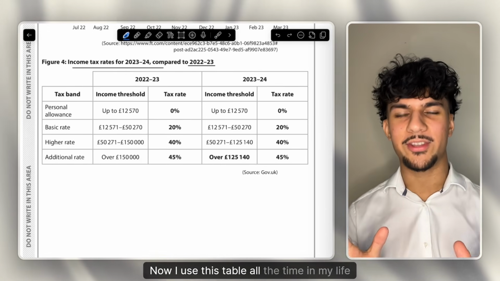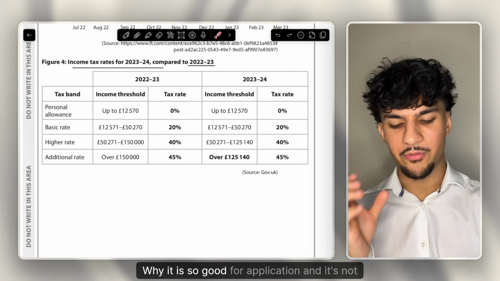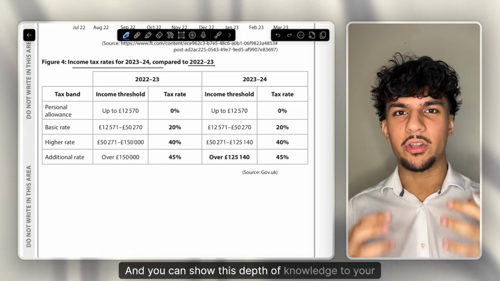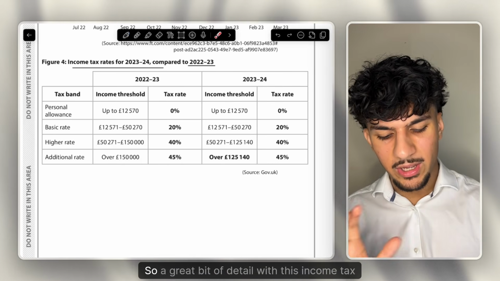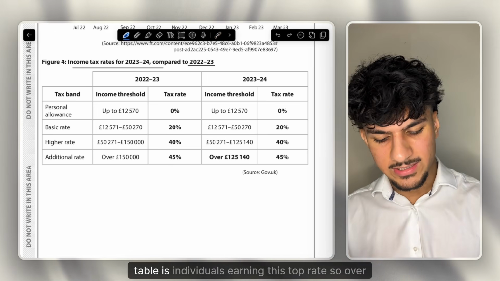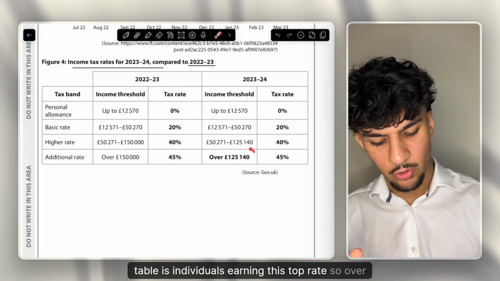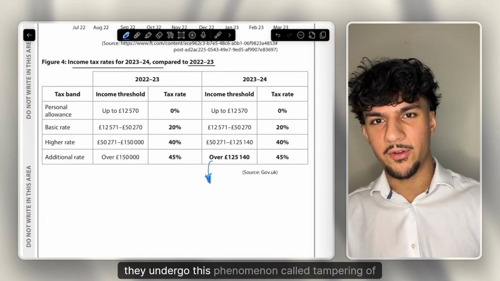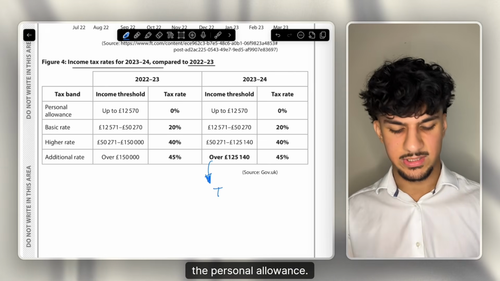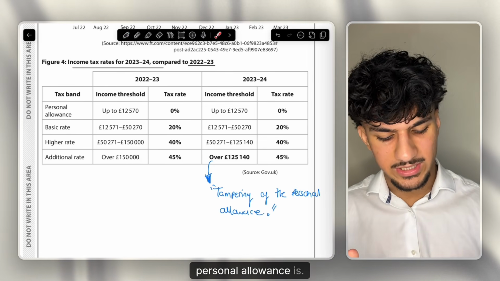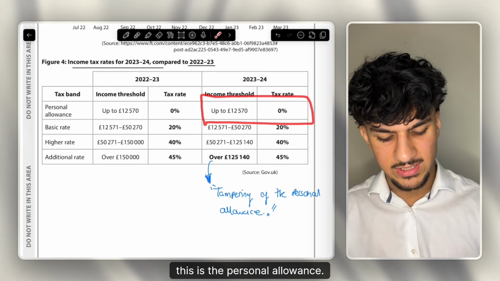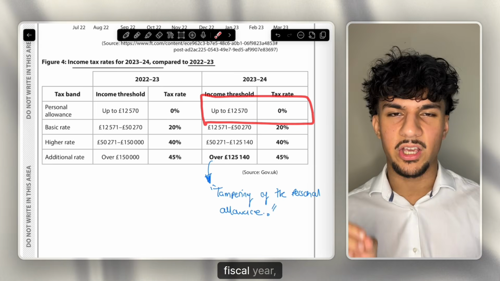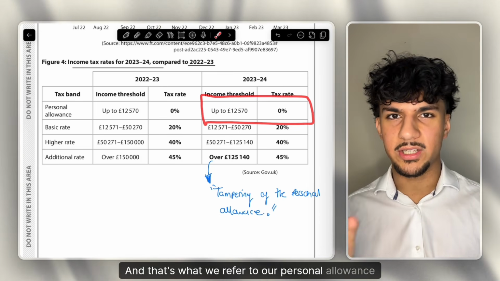Now I use this table all the time in my classes. Why? It is so good for application, and it's not just the table itself, it's knowing that depth of application, and if you can show this depth of knowledge to your examiner, you can really blow them away. So a great bit of detail with this income tax table is that individuals earning this top rate, so over £125,140, undergo this phenomenon called tapering of the personal allowance. I'm sure a few of you have no idea what the personal allowance is, but quite simply, in the UK, you can earn up to £12,570 every fiscal year untaxed, and that's what we refer to as our personal allowance.